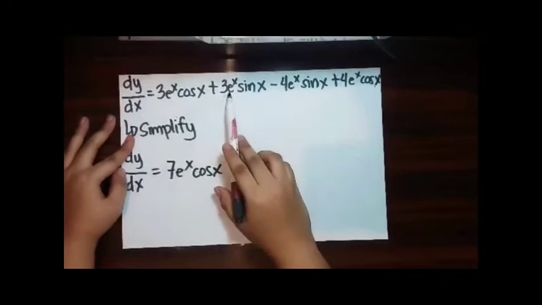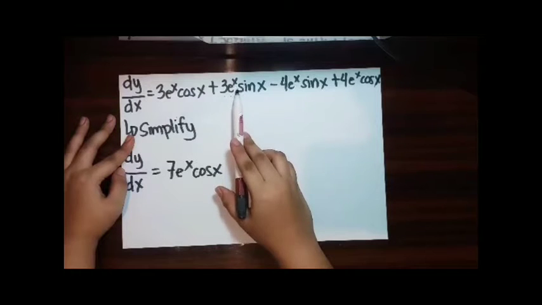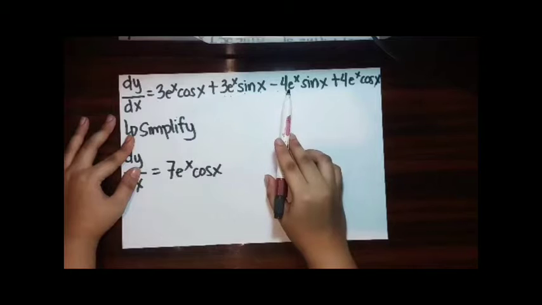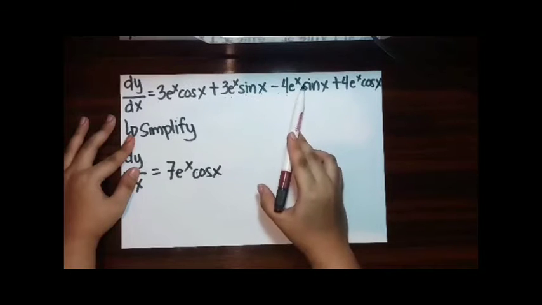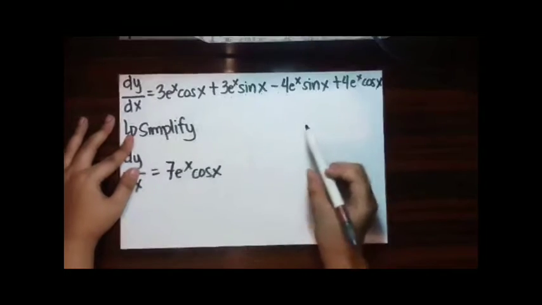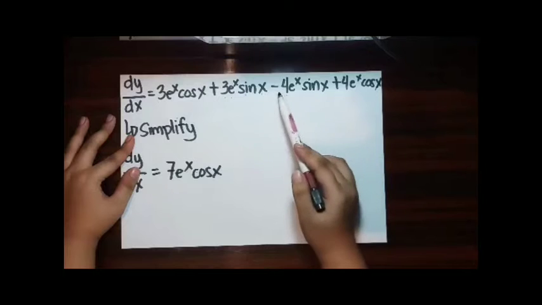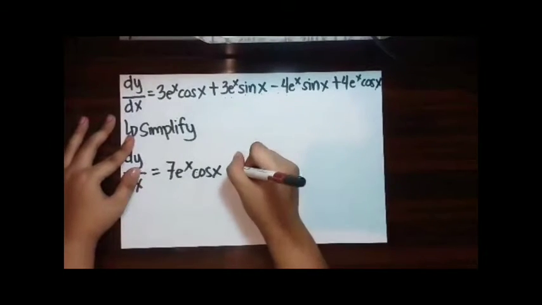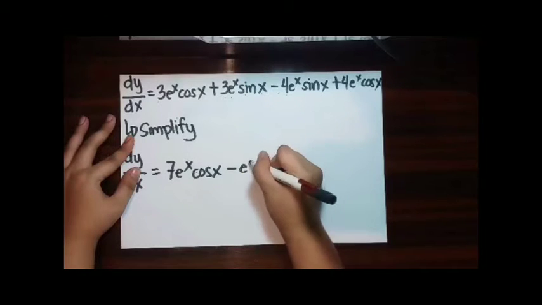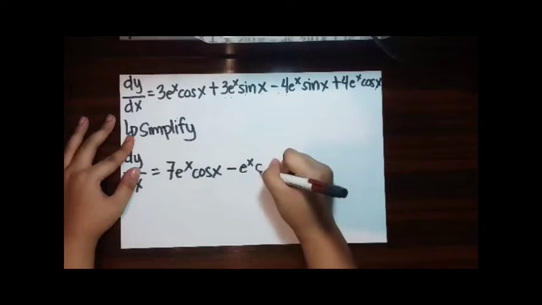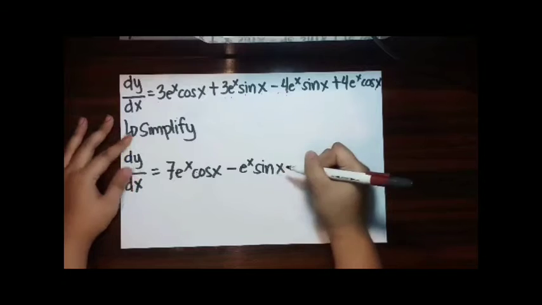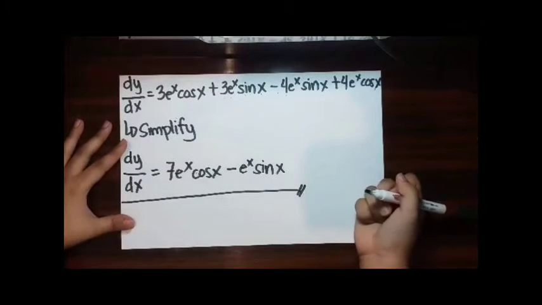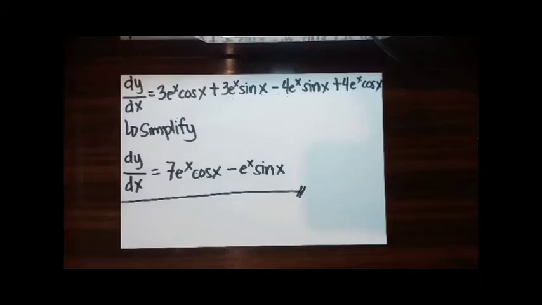3e raised to the power of x sine x minus 4e raised to the power of x sine x. That's negative e raised to the power of x sine x. This leaves us the final answer, dy over dx is equal to 7e raised to the power of x cosine x minus e raised to the power of x sine x.